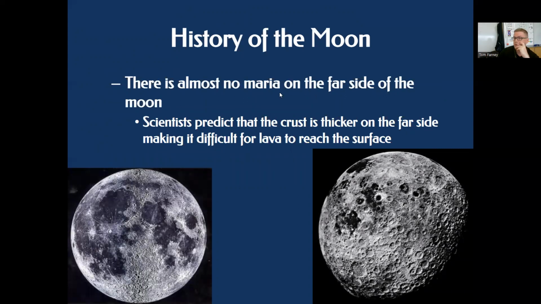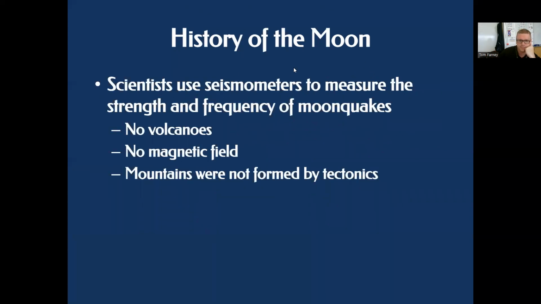There is almost no Maria on the far side of the moon, the side that does not face us. Scientists predict that the crust is thicker on that side, which is very possible. On Earth, there are different thicknesses to the crust depending on where you are around the planet. So they believe that because it is thicker on that side of the moon, it was very difficult for the lava to reach the surface. So that's why it's predominantly on the one side of the moon that faces us.